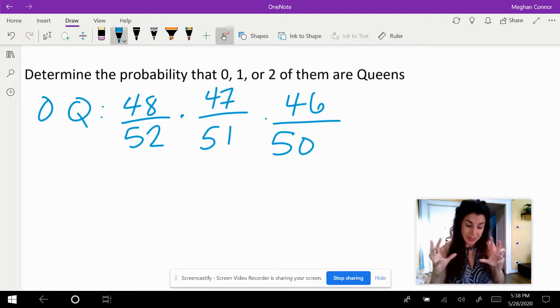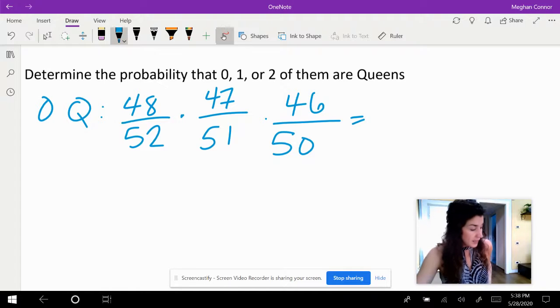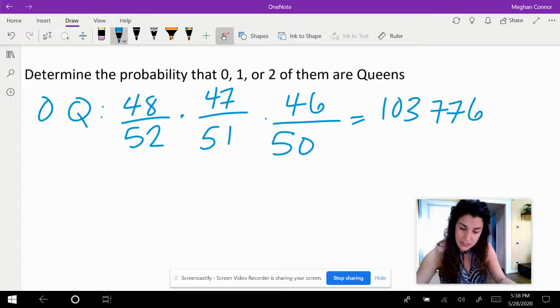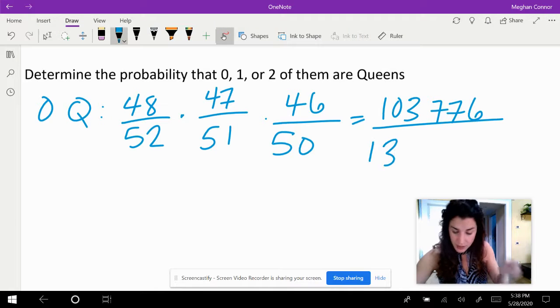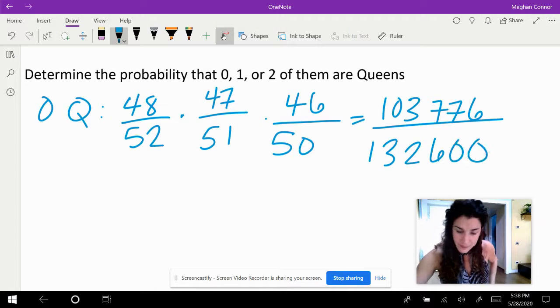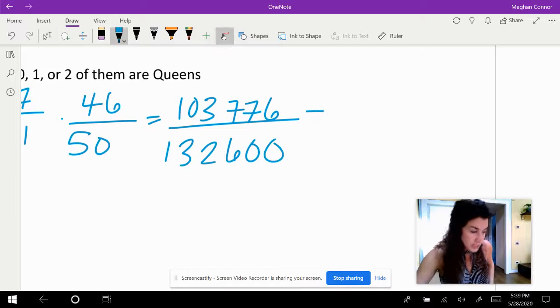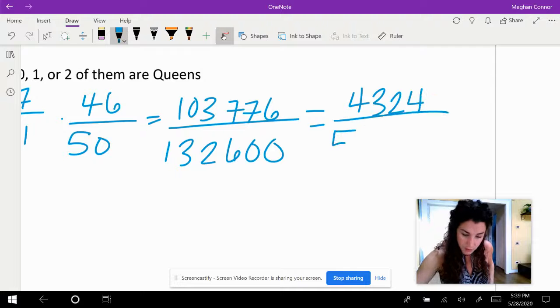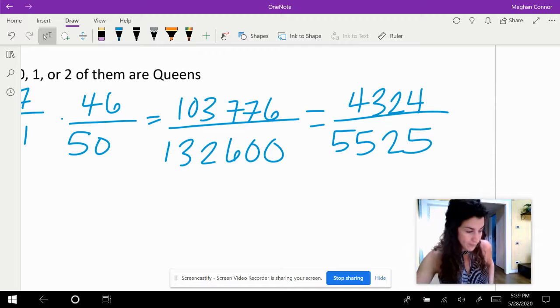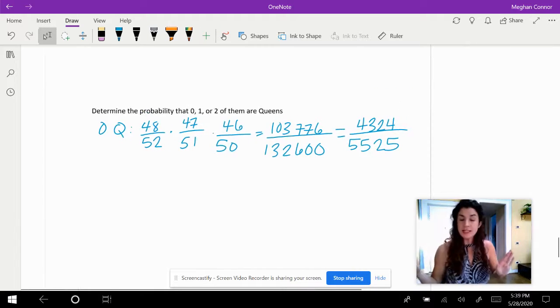Dependent events, you can see this idea of factorial here happening. Multiplying them all together, which I already did, is 103,776 all over 132,600. This fraction simplifies down to 4,324 over 5,520. All right, so that's 0 queens.